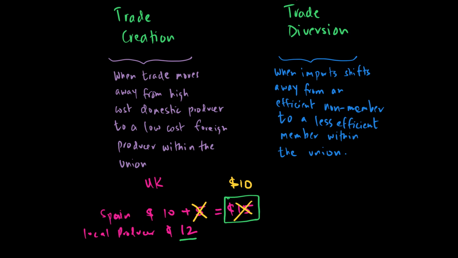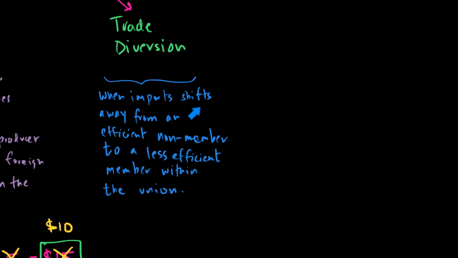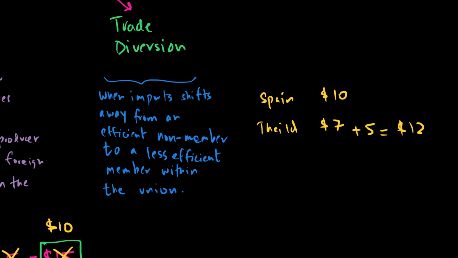But there is also a possibility of what we call trade diversion. What is trade diversion? Well, we say trade diversion happens when trade moves away from an efficient non-member to a less efficient member within the union. So let's say there are two countries that you can buy from, Spain and Thailand. And let's say Spain is part of our customs union and Spain has a price of $10, while Thailand has a price of $7. Now, because Thailand is not part of our customs union, we put a tariff of $5 on Thailand, so the price becomes 12. But Spain doesn't have a tariff because Spain is part of a customs union.